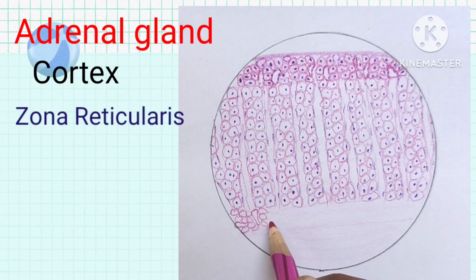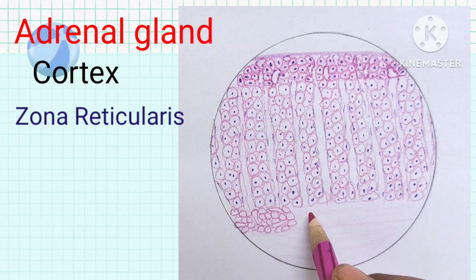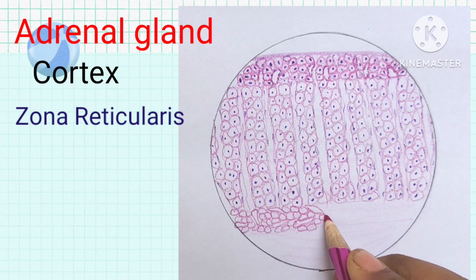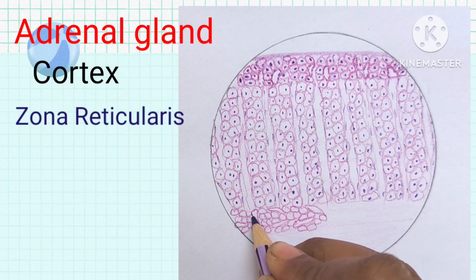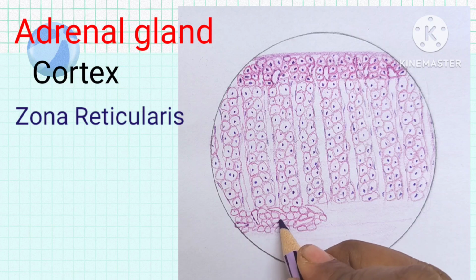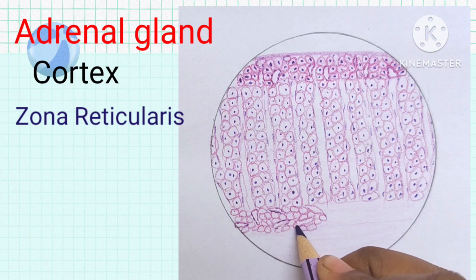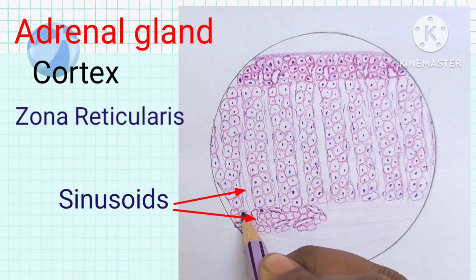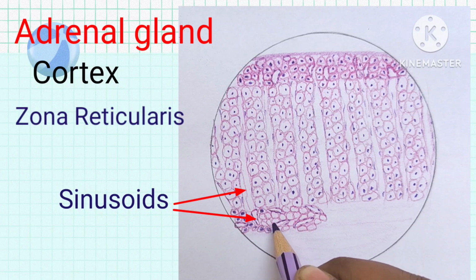The cells are irregularly arranged in the form of clusters and they are separated by the sinusoids, the dilated capillaries. Here the cells are smaller in size compared to the cells of the zona fasciculata. They have very little cytoplasm, but the nucleus is densely stained, so it appears as though the cell is filled with a nucleus. Because of the less cytoplasm and densely stained nucleus, this layer appears a little basophilic.